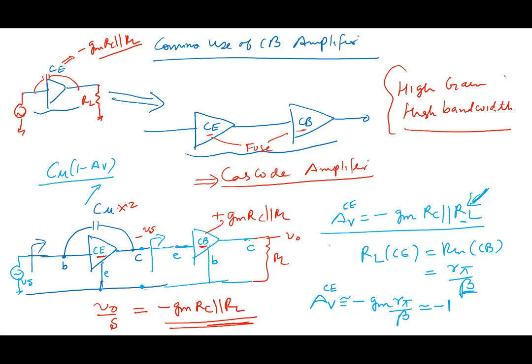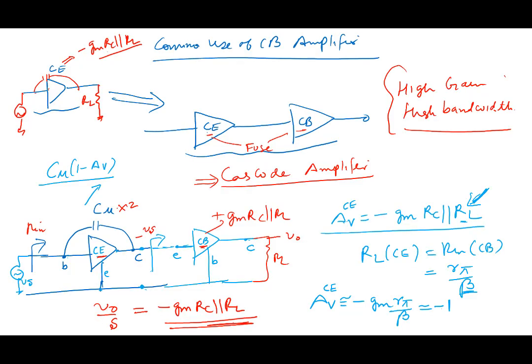So who is actually building the gain? The gain is being built by the common base. Common emitter, what is it doing? It is providing the input resistance. Common emitter is providing you with the input resistance here, and together they are building an amplifier. All right, so this is what we call a cascode amplifier.